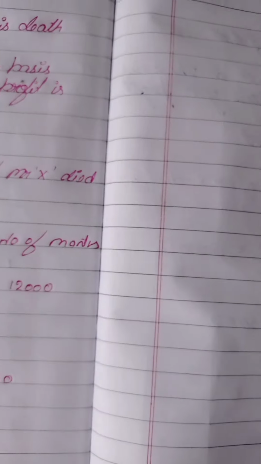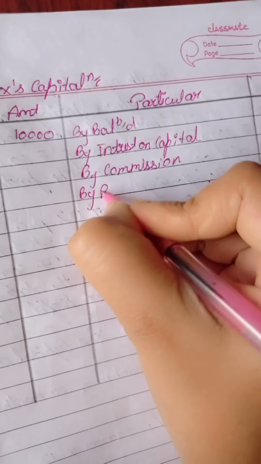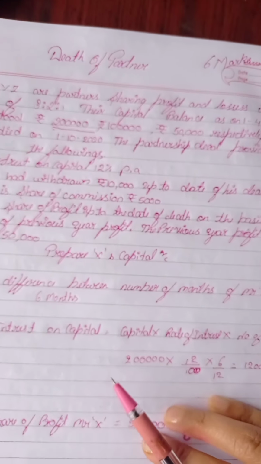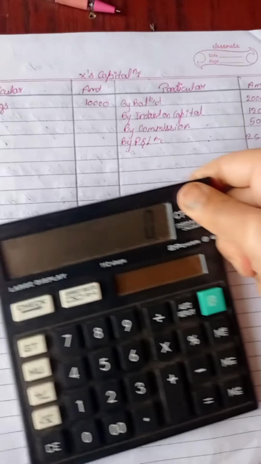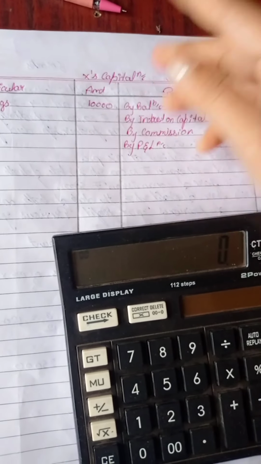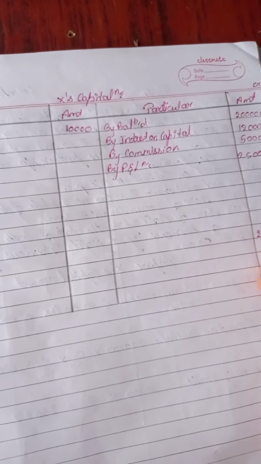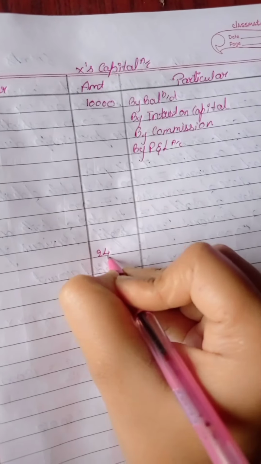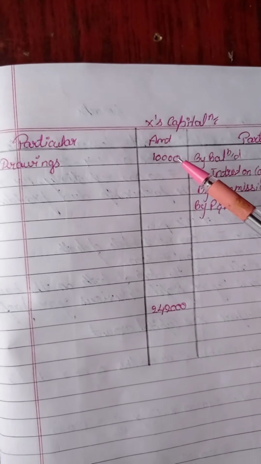And this amount you write on the credit side of Mr. X capital account: by P&L account, 25,000. So here the adjustments are over. Now we shall add the amounts of the credit side and the debit side. On the debit side we have only one amount, that is 10,000. On the credit side the total is 2,42,000. So write on both sides 2,42,000. Even on the debit side also 2,42,000, since we have to minus this 10,000 from his account.